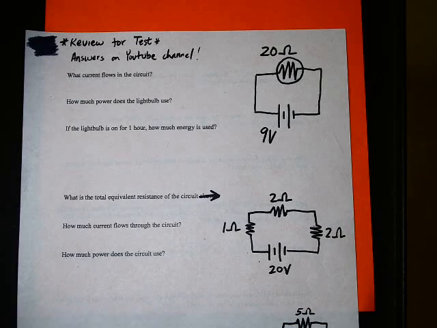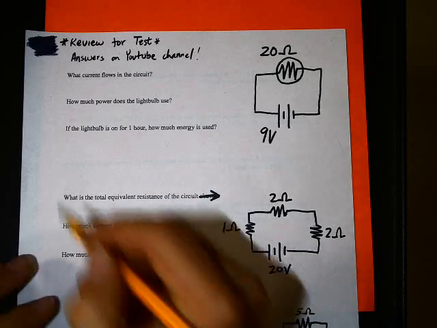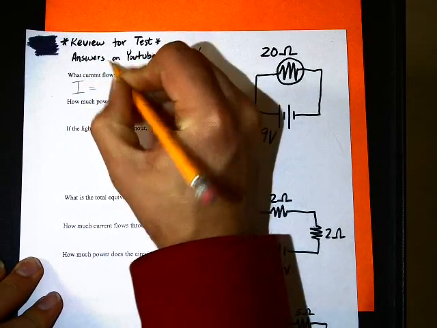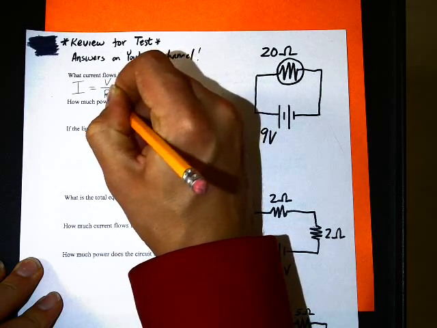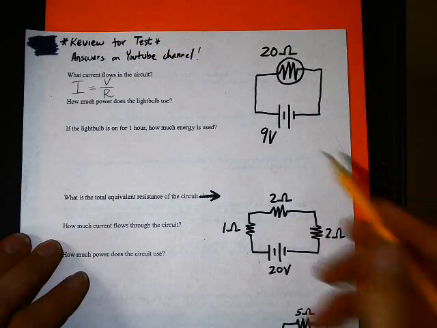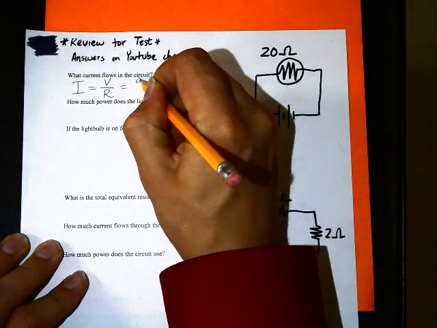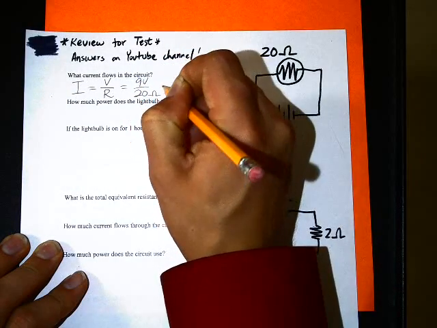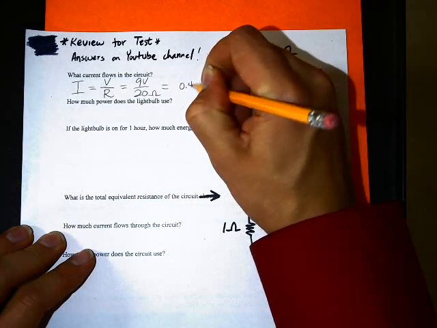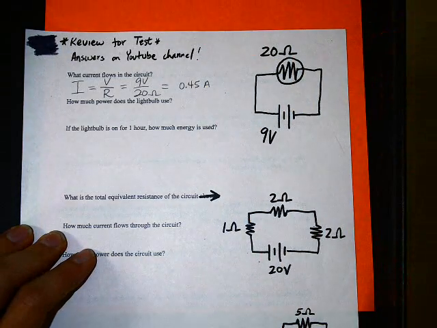So hopefully you remember that current is related to resistance. The more resistance in a circuit, the harder it is for current to flow, so the less current there is. And that is something that is related in Ohm's law, which says that the current is proportional to voltage, but inversely proportional to resistance. So you increase the resistance, current decreases. In this case, we have a 9-volt battery and 20 ohms of resistance, and that should give us 0.45 amps of current.